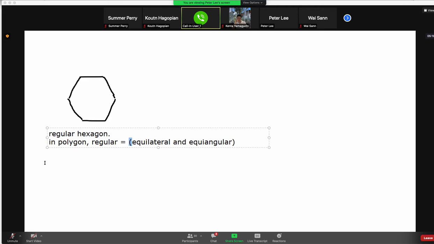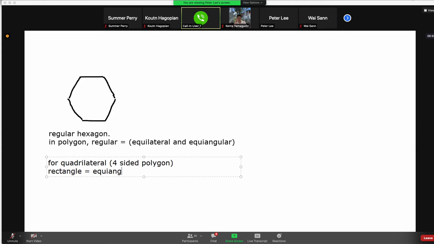But starting from four sides, from quadrilaterals, equiangular is not the same as equilateral. So for a quadrilateral, what is a quadrilateral? It's a four-sided polygon. In case you did not know, I'm sure that you know all of them. Well, for quadrilaterals, what is a rectangle? A rectangle is an equiangular quadrilateral.